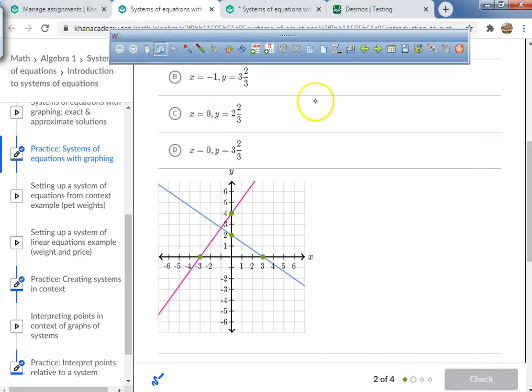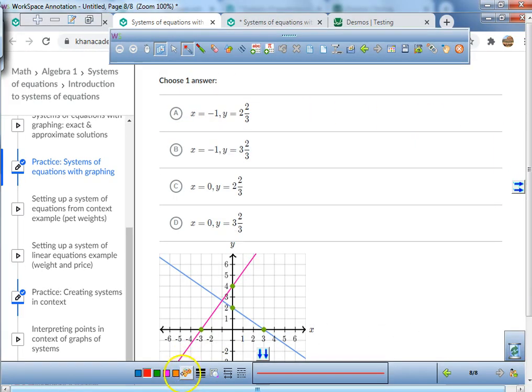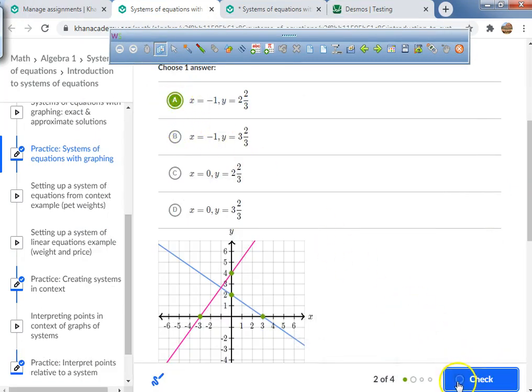Let's take a look. Where do they cross? They cross right there. This looks so stinking familiar. It's almost like we've done it. I was at negative 1 and up at a 2 2/3. I like this answer. All right, so I'm going to choose A.